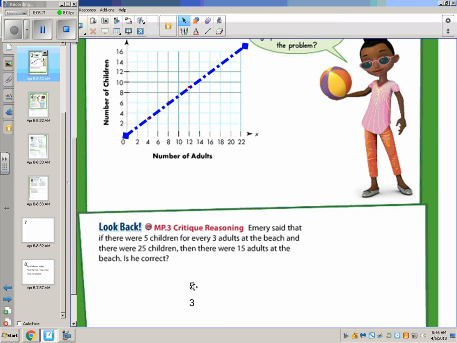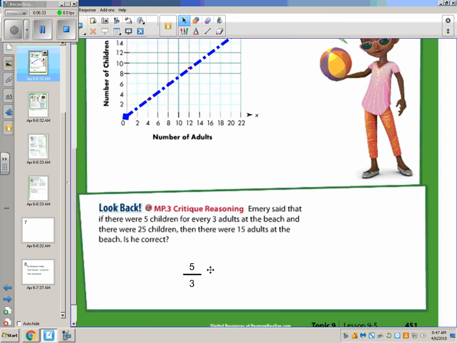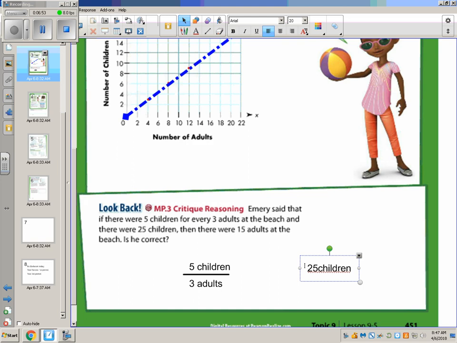So if I have 5 children for every 3 adults, oops, let me change my line back to a regular line here. Okay, 5 children for every 3 adults. And I always think it's important to label children and adults. That way, I always get confused with which number is where, so it helps if you have them labeled. So if there are 5 children and 3 adults, then they said there would be 25 children. So when I label it, it just helps me to know that my children needs to go on the top because I had it on the top on the other one, and 15 adults on the bottom.